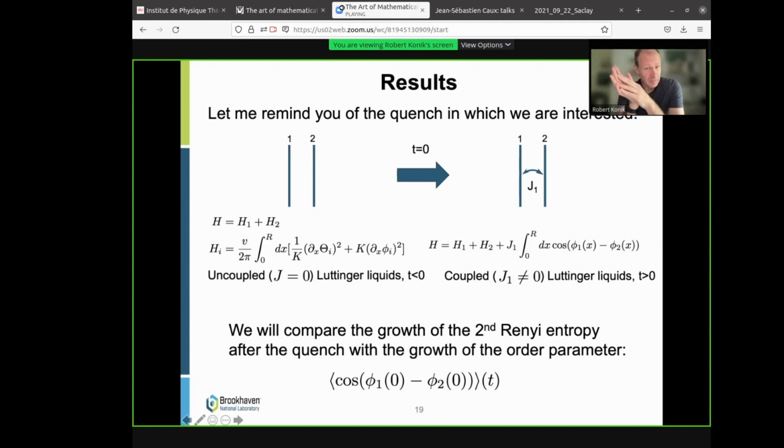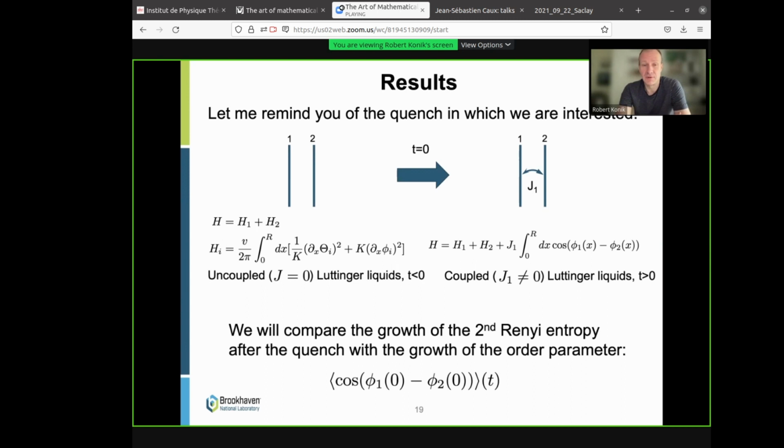So let me present now some results. The quench that I'm interested in is of adjusting the tunnel coupling between two Luttinger liquids. And here I'm going to make my life really simple. I'm going to imagine that my pre-quench state is the two Luttinger liquids that are completely uncoupled, so J equals zero. And then at time t equals zero, I'm going to turn on a coupling. I'm going to show you some analysis of the growth of the second Renyi entropy after the quench, and I'm going to compare this with the growth of the order parameter after the quench.